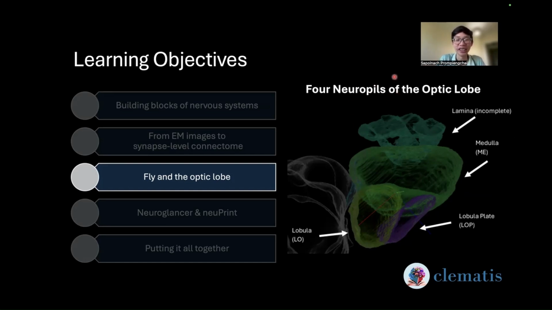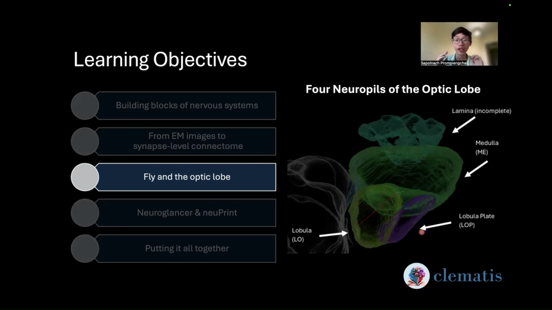So the eye is not shown here, but assuming the light passes through the eye, the retina, the photoreceptors, and whatever, it passes through four main regions. The first is called lamina. It's written incomplete because, Arushi, you can correct me if I'm wrong, but the data set that we have perhaps does not have every single neuron in the lamina, right? Yeah, this is not the full reconstruction of the lamina. It's just some parts. Exactly. But it shouldn't matter for our purposes. But just know there are four main regions: lamina, and then medulla, and then lobula and lobula plate.